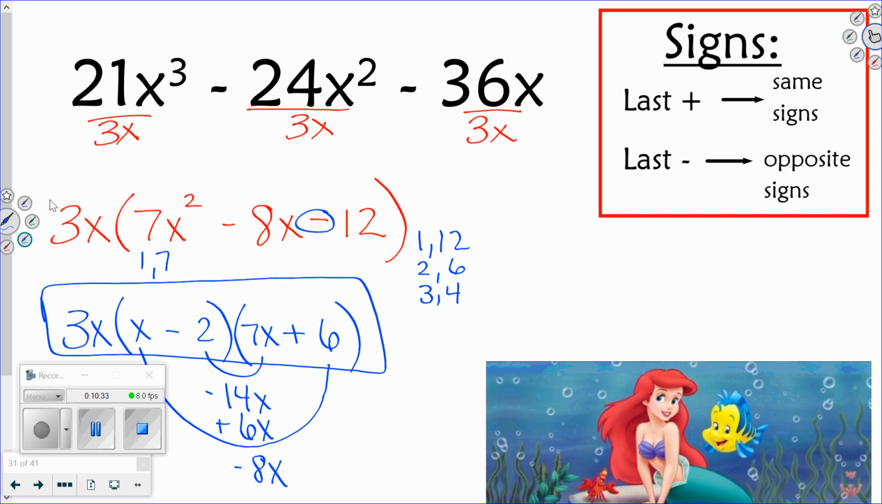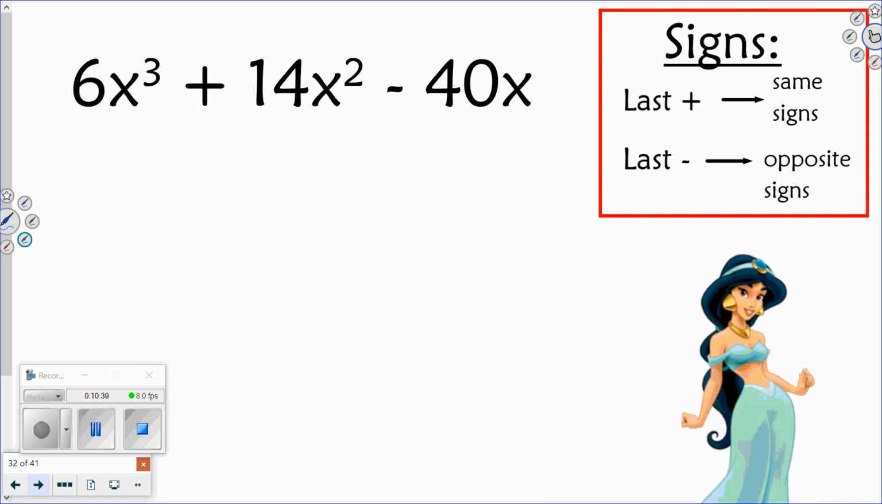How are we feeling, guys, on factoring so far? Doing okay? All right, why don't you guys try the next one on your own for me, please? 6x cubed plus 14x squared minus 40x. All right, guys. So looking at your problem, what was your GCF? 2x. Make sure you're taking out that x as well.